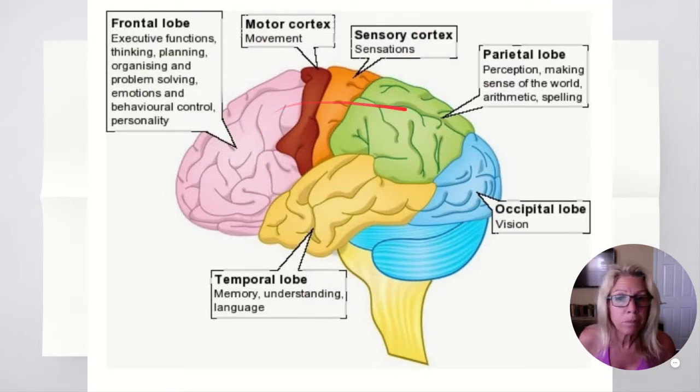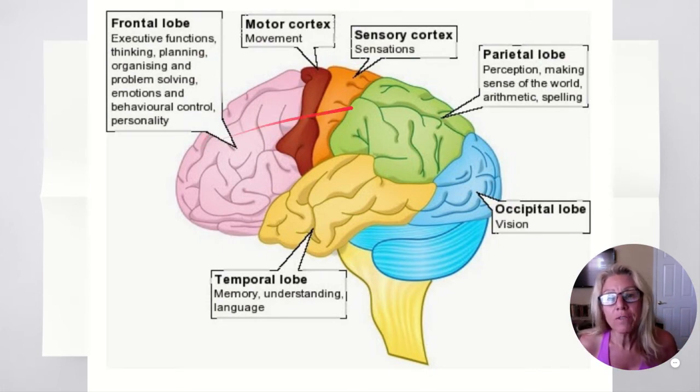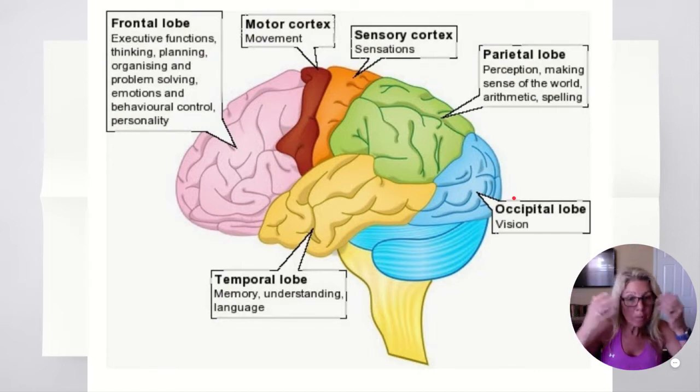Okay, so all these folded parts right here, you're going to think cerebrum. What do folds do? They increase surface area, right? More processing. So just looking front to back here on your brain, your frontal lobe, look at these executive functions: thinking, planning, organizing, problem solving. Then right here is your motor movement out. Okay, sensory information, sensations coming in here. Parietal lobe, what are you doing with those senses? Your perception, making sense of the world. Your occipital lobe is all about vision. So some people can have vision issues, not because they hurt their eyes, but where they process that information in their occipital lobe. And then your temporal lobe right here, about memory and understanding and language.